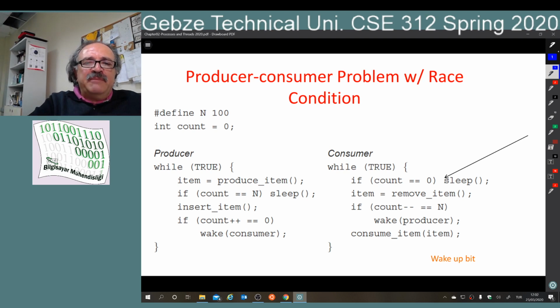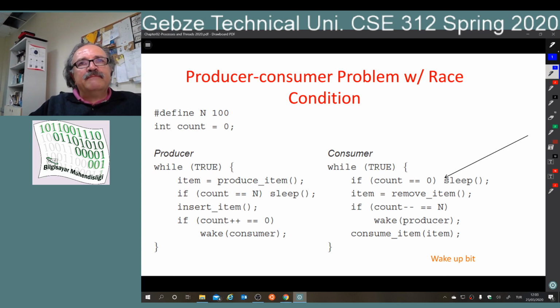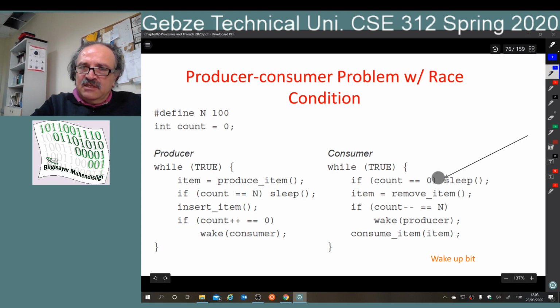When the context switch happened again and I come to this one, it says I'm going to sleep, and the operating system says, okay, you go to sleep. So this one starts sleeping, and the other thinks that it sent a wake up signal to the other process. So at the end, this one started sleeping, and the other is never going to wake it up. Okay, so there is a race condition. If the interrupt happens here, there is a problem.